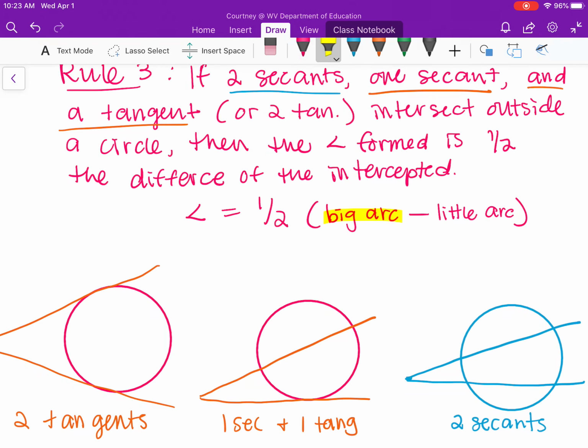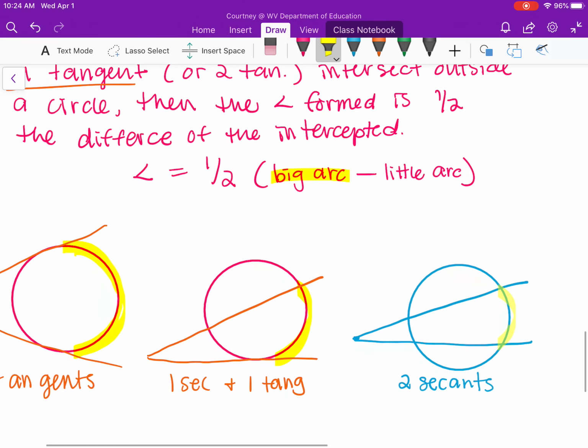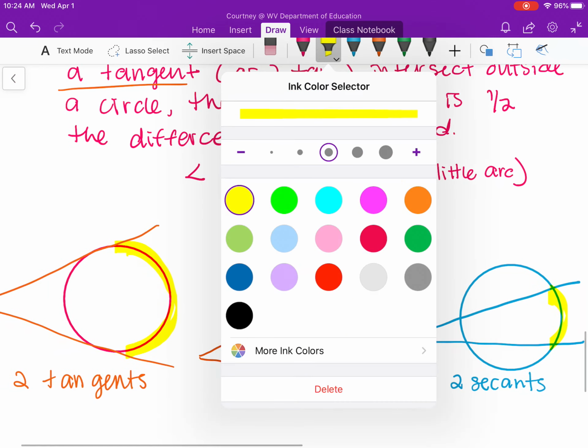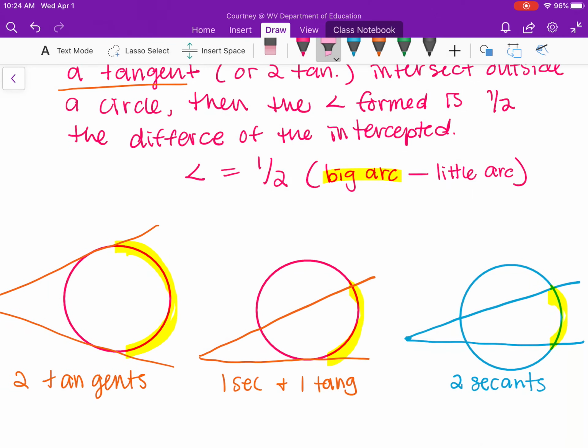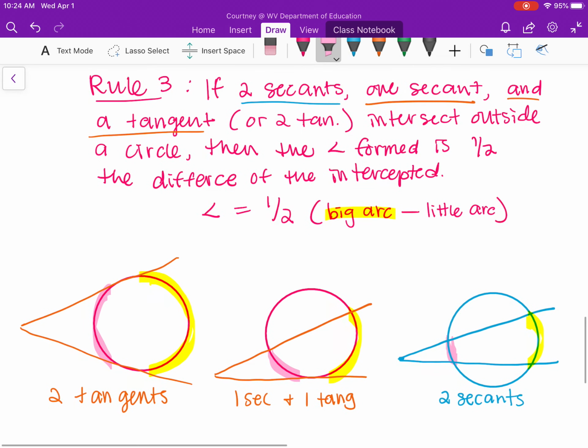I'm going to highlight the big arc in yellow. So here the big arc in the first example would be right here. All right, this one's bigger. This one's bigger. This one's bigger. And then the little arcs I'll highlight in light pink. This would be the smaller arc. Smaller, smaller. Okay? So it's always big arc minus little arc.